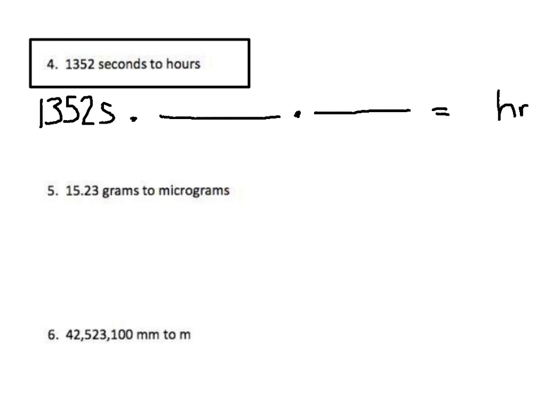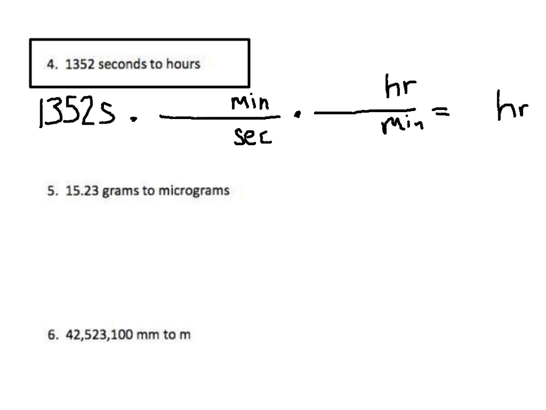All right, number 4 here. We're going to start with 1352 seconds. We're going to finish down over here with hours. We're going to have 2 steps here. We need to cancel out seconds, and we also need to get to hours up here. So let's put hours up here. Let's put seconds down here. And I think you guys can figure out that we're going to need to convert to minutes, and then we'll have to cancel the minutes out and convert to hours.